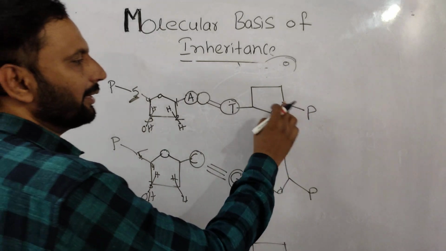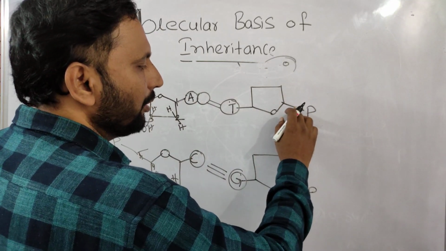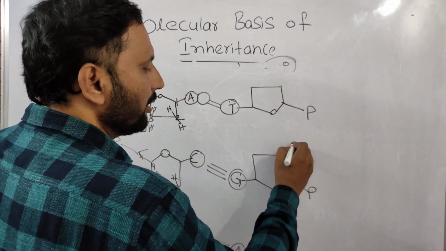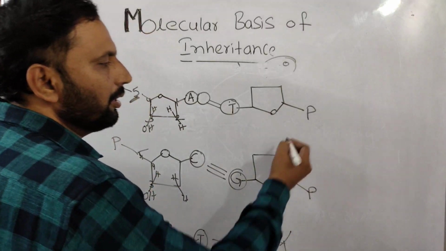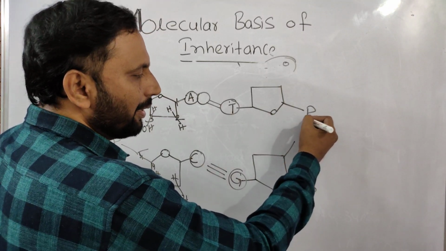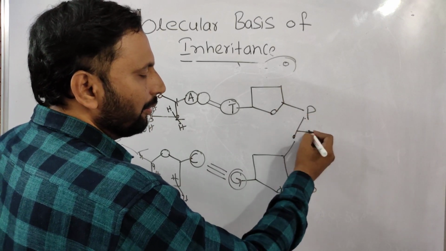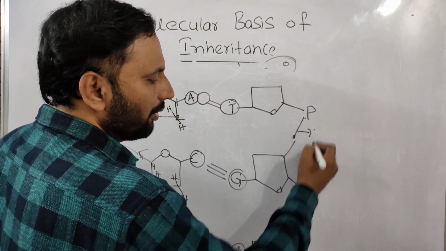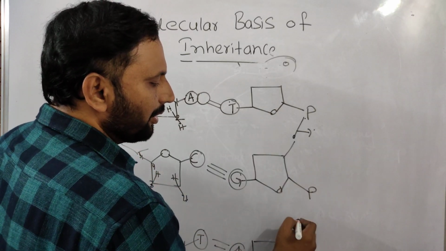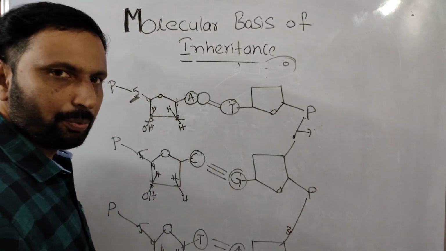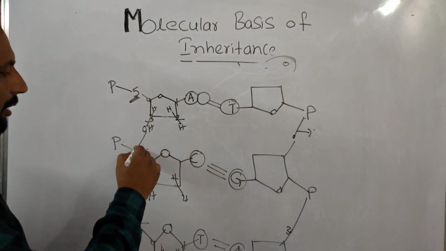So phosphate is attached to the ribose sugar by an ester bond. Suppose you take this third carbon. The third carbon and phosphate bind with a phosphodiester bond. Like that, here also the phosphate and third carbon bind with a phosphodiester bond. Like that here also.